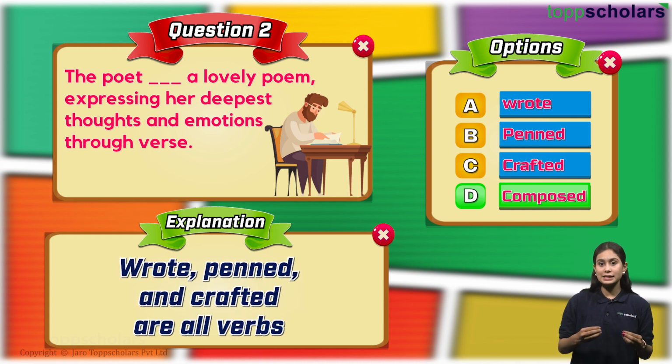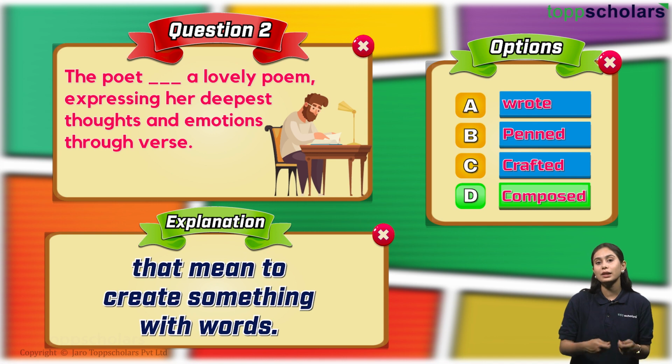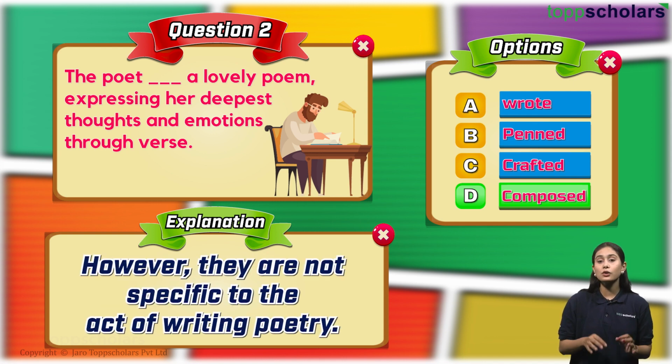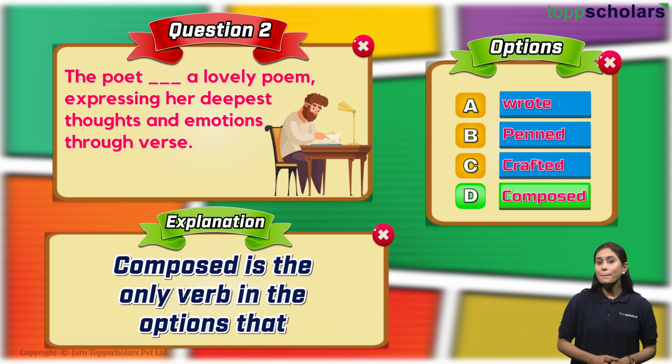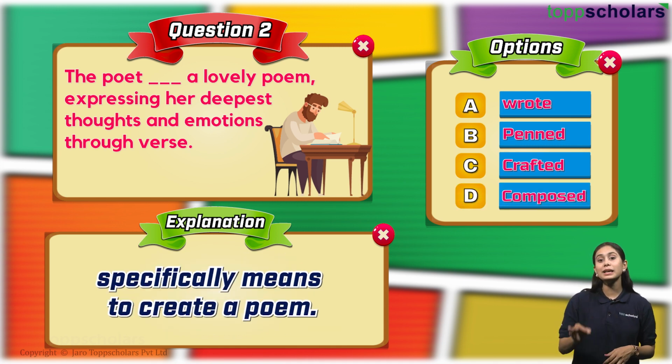Wrote, penned, and crafted are all verbs that mean to create something with words. However, they are not specific to the act of writing poetry. Composed is the only verb in the options that specifically means to create a poem.